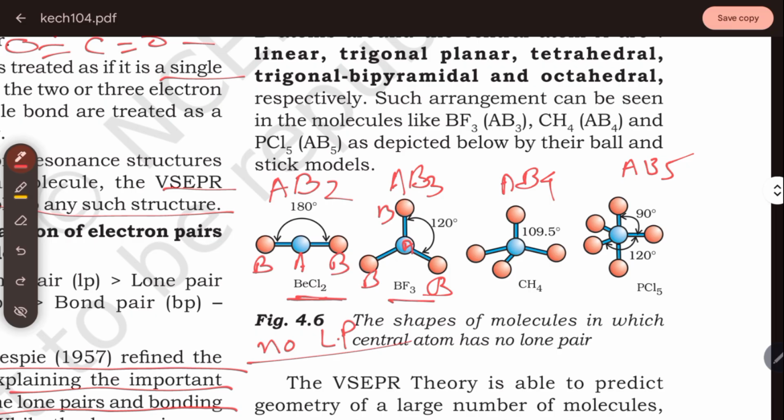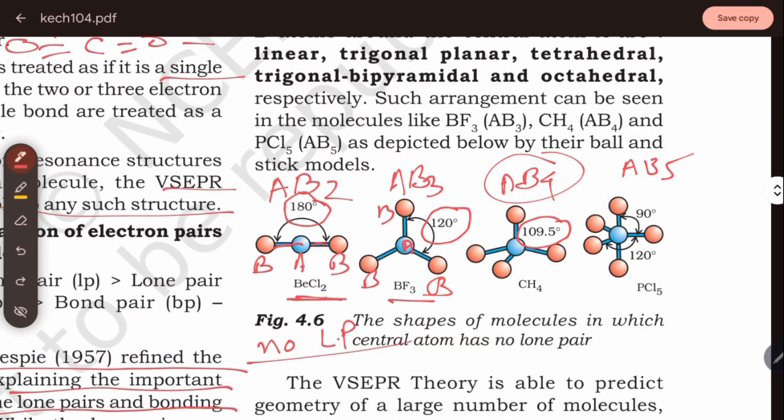In a linear structure, the bond pairs are at maximum distance, so the bond angle is 180 degrees. In the case of BF3, or AB3 type, the bond angle will be 120 degrees in order to give minimum repulsion. Trigonal planar geometry. And AB4 is a tetrahedral geometry where each angle is 109 degrees 5 minutes.